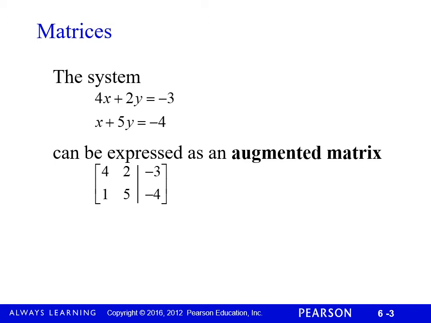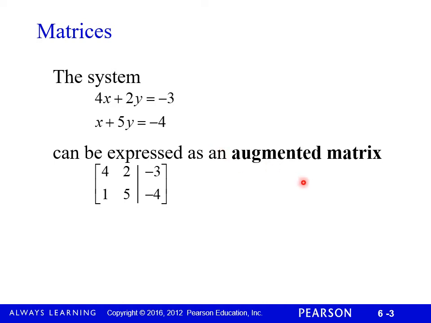And what you'll notice here is that we've taken the coefficients from each equation and moved them into a row. So the first equation is 4x plus 2y equals negative 3. We just move the coefficients, so we get 4, 2, negative 3. The second row is the second equation, so each row is an equation, and here we get 1, 5, negative 4. In front of the x is a 1, even though you can't see it, a 5 in front of y, and a negative 4.